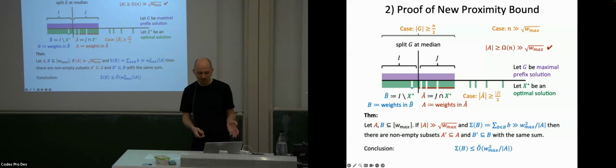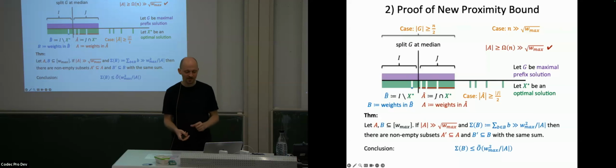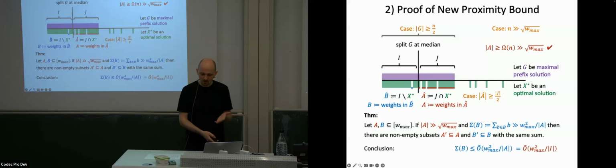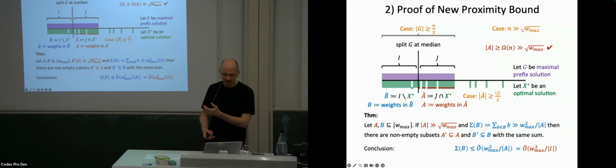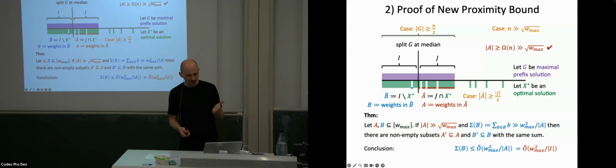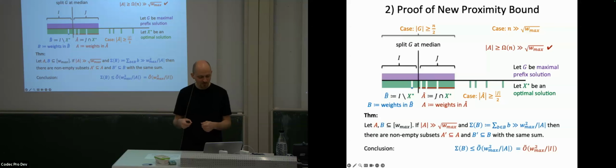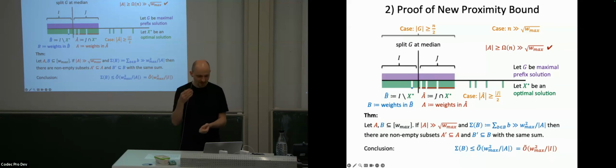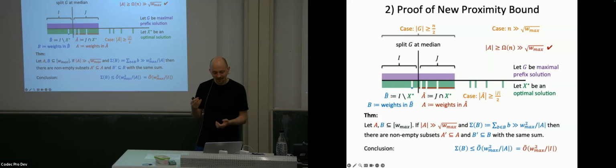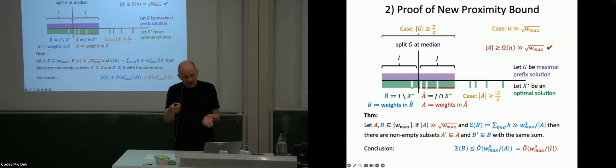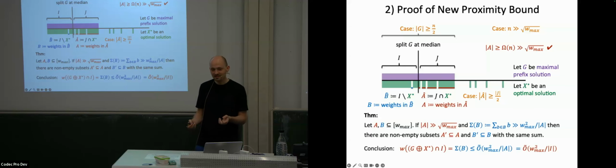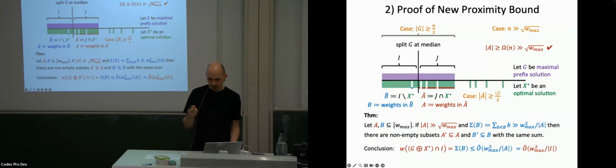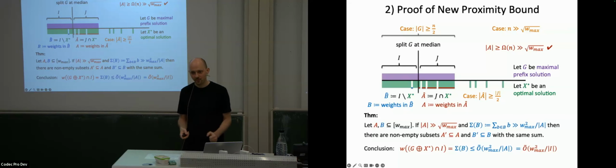So the total sum of B must be at most roughly W max squared over A. The way that we chose A, it has roughly the same size as I. And now what is the sum of B? B was the weights in B hat. So this is the total weight of the items in B hat. And the items in B hat are those not selected by X star, but selected by G. So the sum of B is exactly the weight difference of the greedy solution and the optimal solution constrained on the set I.